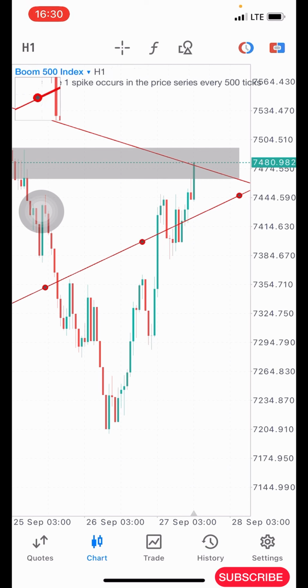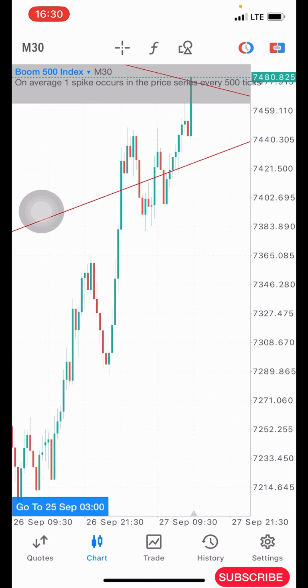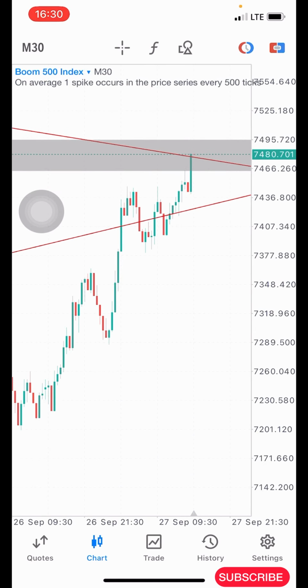So I'll draw another line here so that if I step down to the 30-minute, I'm still going to see something to work with, right? So now let's step down to the 30-minute time frame. Now you can see the line is here. Okay, the line is here now.